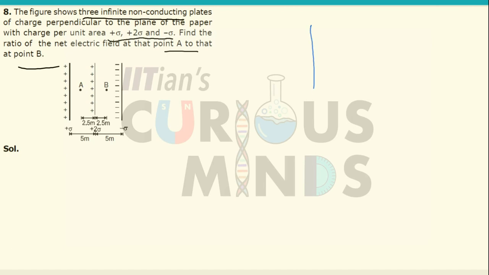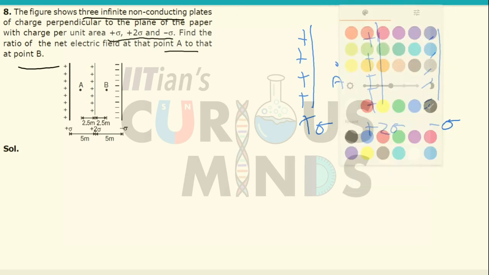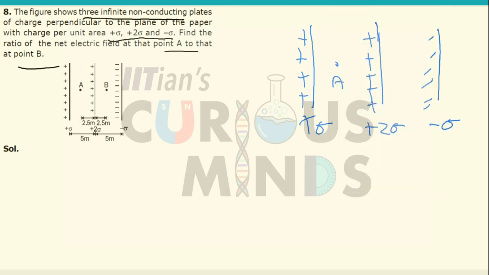If I consider this part over here, this is A, this is the first plate, second plate, and this is the third plate. The distance is not necessary, but it is plus sigma, over here it is plus 2 sigma, and over here it is minus sigma. Let me consider a point A which is between these two plates. For this point A, the electric field due to a plate is given as sigma divided by 2 epsilon naught, depending on the charge density.